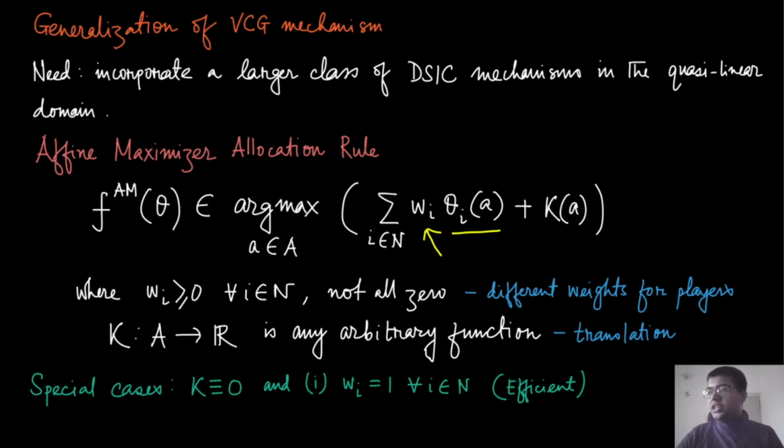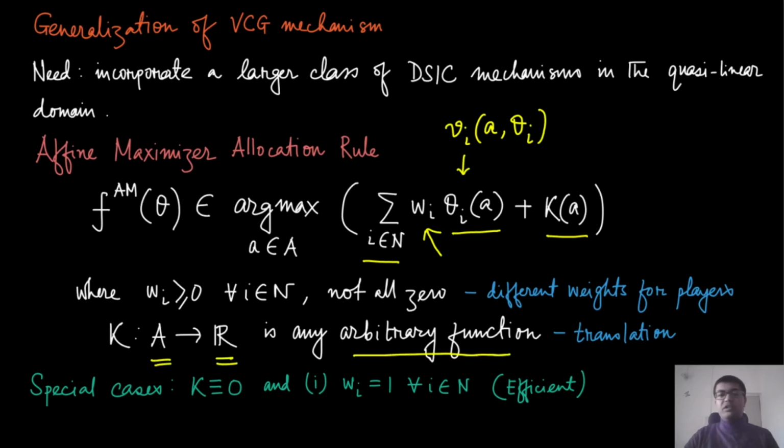So you can interpret this number as the valuation of player i when the allocation decision is A and his type is theta_i. We are just using the shorthand because type itself is the valuation for this player. Now we are taking the sum over all the players of the weighted valuations, and then we are applying a translation function which is denoted by kappa. This kappa is a function of the allocation, so it maps the allocation space into the space of real numbers, and it can be any arbitrary function. So this is what we are going to call a translation, and this is just the weighted sum.